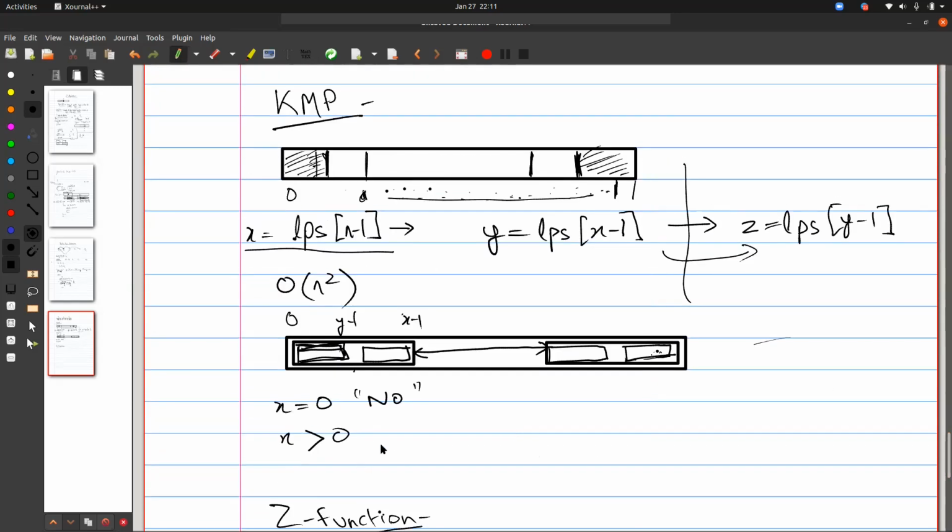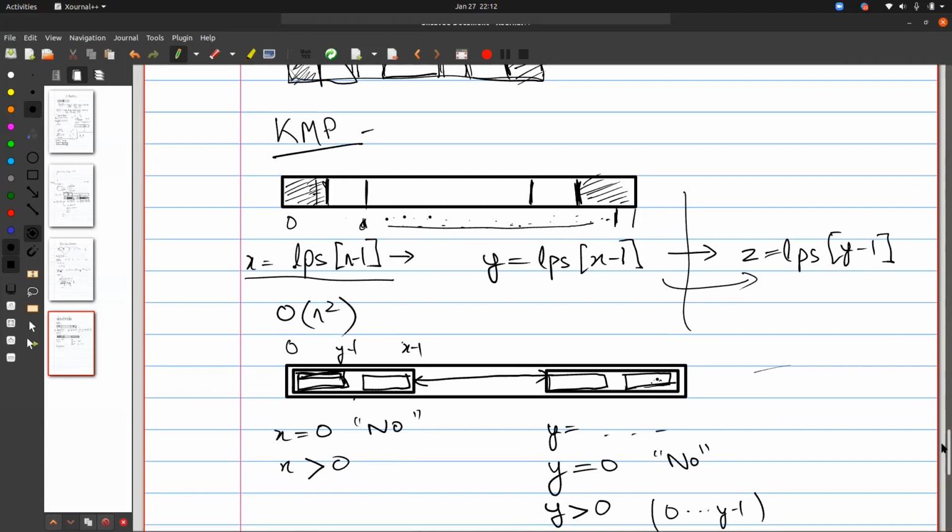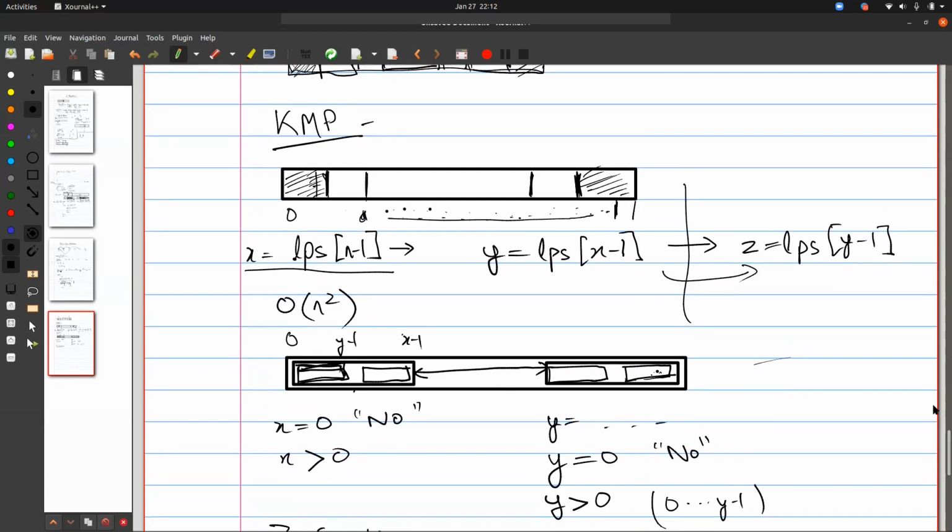Otherwise, if x does not occur 3 times, then I find y, which is LPS of x minus 1. If my y is equal to 0, then I can again say no, it doesn't occur. And if my y is greater than 0, then I know for sure that y occurs at least 4 times, and I can straight away say that the length of my largest required answer is y, and I just print 0 to y minus 1. So that is how we solve it using KMP, using the prefix array, to be precise.